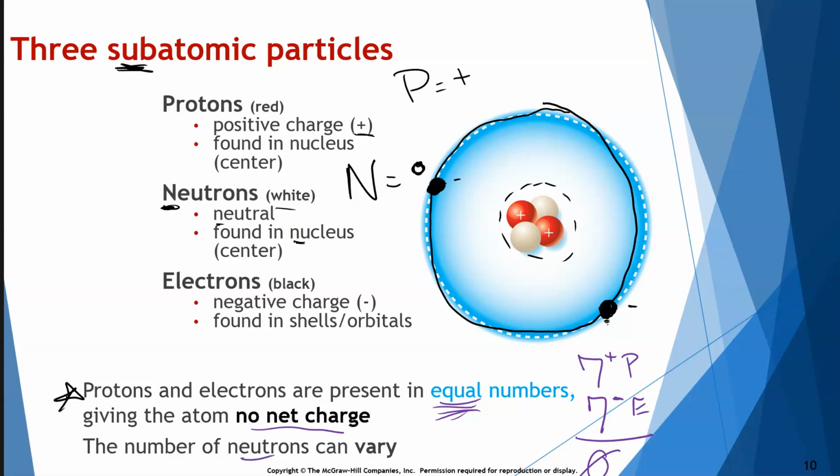Now the number of neutrons can vary because remember they are neutral, so they don't have a charge. They're not positive, they're not negative. So just like if you take 7 plus 0 plus 0 plus 0, it still equals 7. That's the same concept with a neutron. You can have any number of neutrons there, and I will tell you about how we calculate the exact number of neutrons that are present.